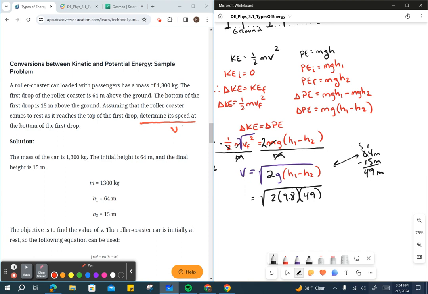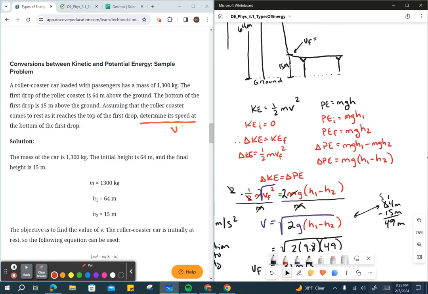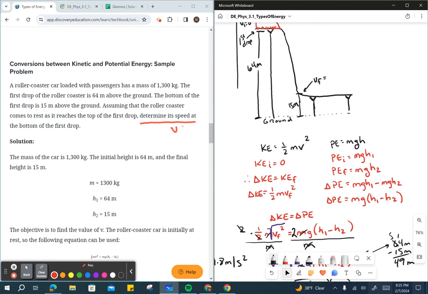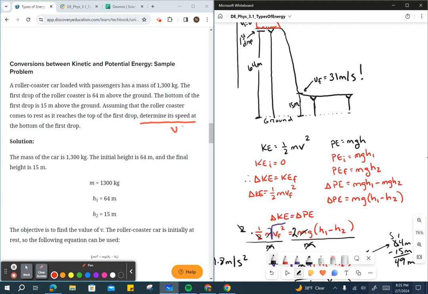And if you put that into your Desmos or your other calculator, you're going to come up with an answer that says that the velocity final is equal to 31 meters per second. That's how fast your roller coaster is traveling. Okay, 31 meters per second. That's our final answer. And this is how you arrived at that answer. That's really about it, honestly.